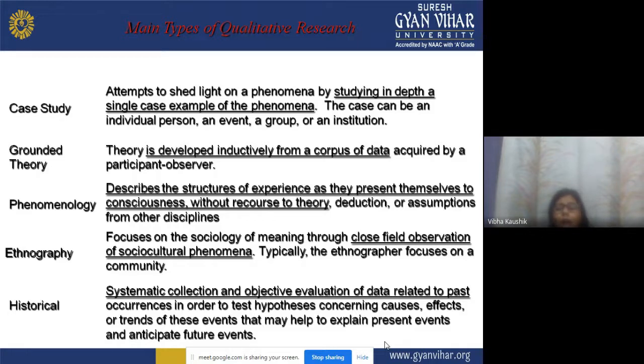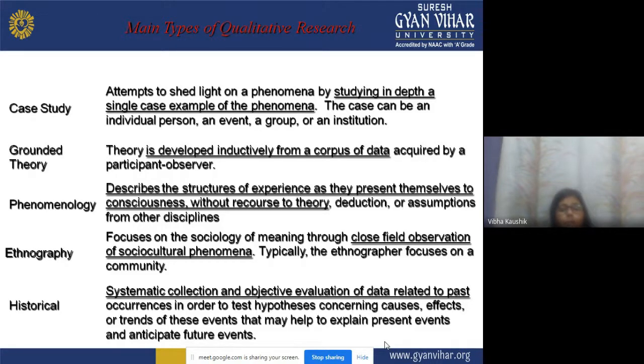Grounded theory. Theory is developed inductively from a corpus of data acquired by a participant observer. That data has been acquired by the participant observer only. Phenomenology describes the structure of experiences, the different structures of the experiences as they present themselves to consciousness without recourse to theory, deduction, or assumptions from other disciplines.